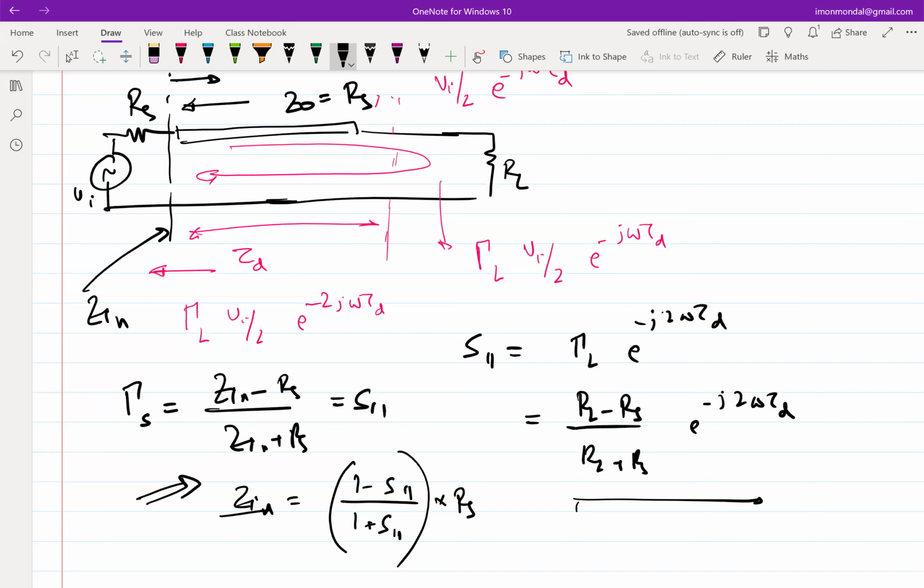Okay, good question. The question is, what is the two-port here? I didn't take anything into account. This is a one-port network, not a two-port, if nothing is connected on this side. You can assume that.